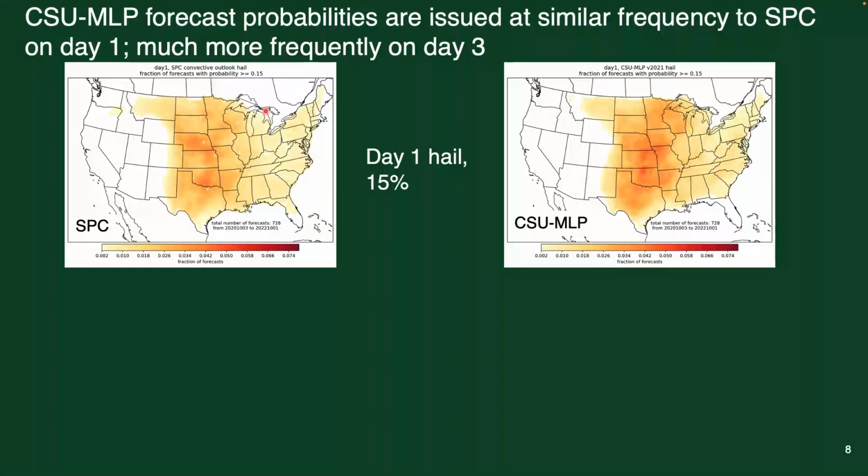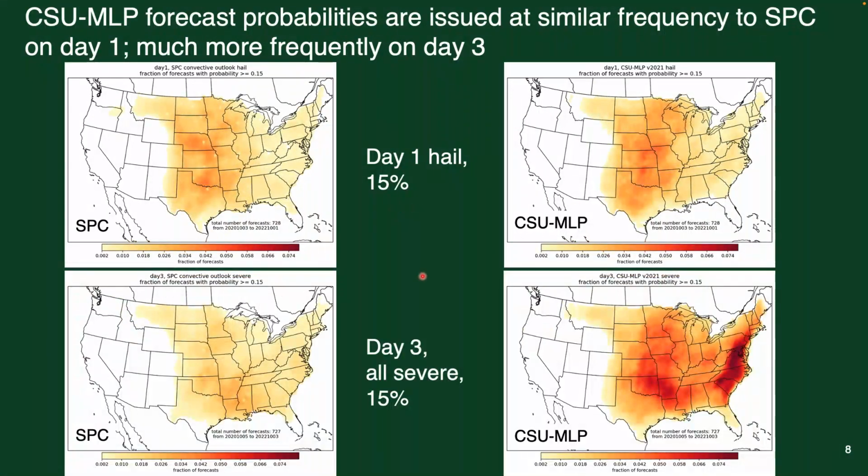This is the frequency of the SPC issuing a 15% hail contour over that period. On the right is the frequency of our machine learning system issuing a 15% probability for day 1 hail, and they match up quite closely over that period. So that's good to see. But as we go out to longer lead times, for example, day 3 aggregate severe, you can see that the machine learning is issuing 15% outlooks a lot more frequently than the operational outlooks are.